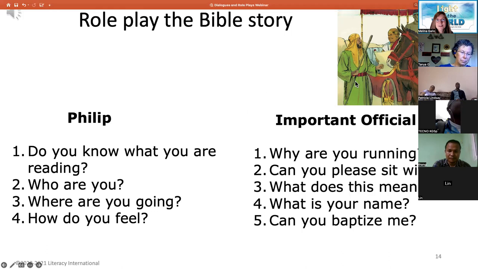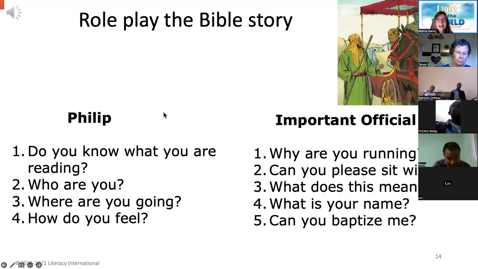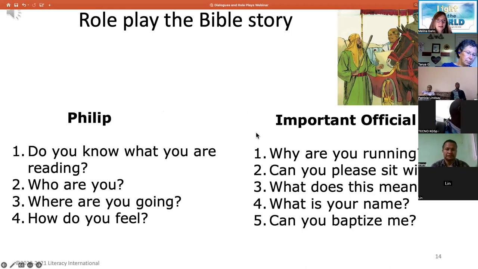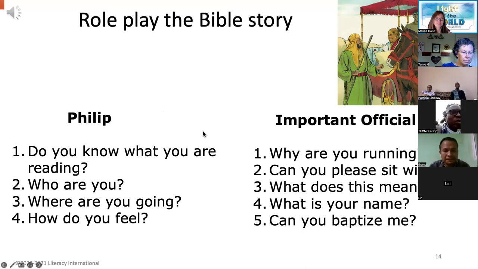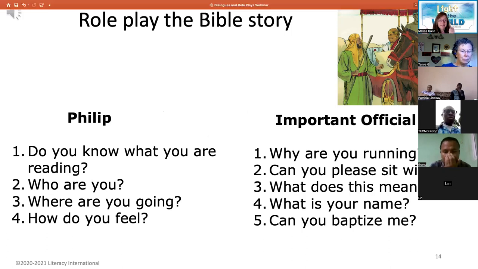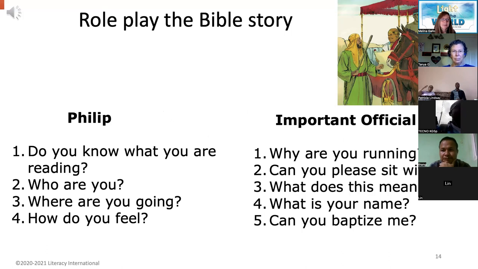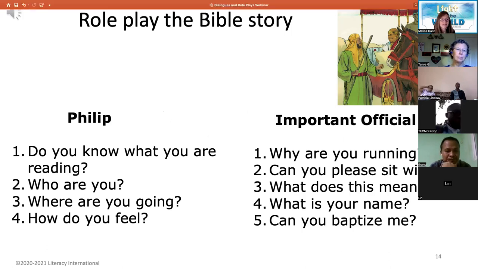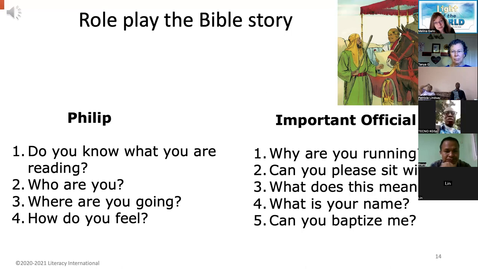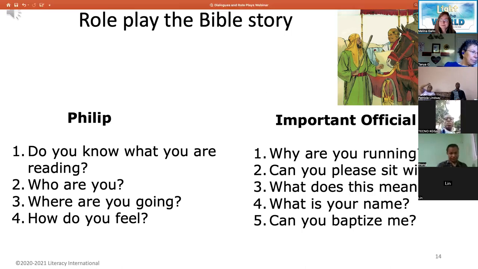So after we've read this story and we're familiar with it, we can have one person play the part of Philip and the other one play the part of the important official. And again, this is fun if you can get into it, right? So Philip's running and running, trying to catch up. And the other guy, he can have a Bible that he's looking at and reading it. And so some of the questions that Philip can ask is, do you know what you are reading? And then we'll remember from the story, the man said, no, how can I know unless someone explains it to me?